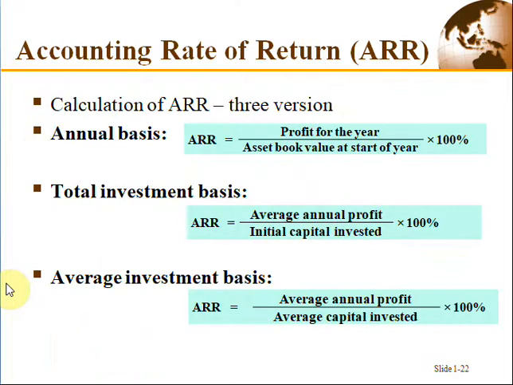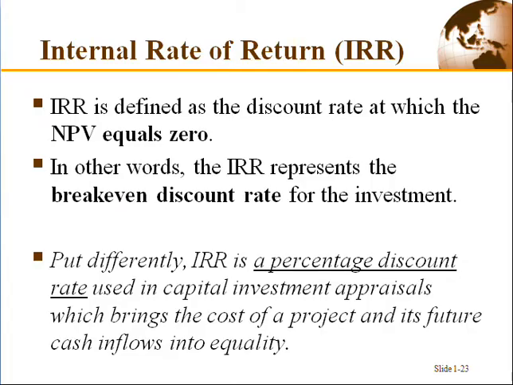All right. So now these are different formulas for calculating this. It shouldn't give you a headache. Just get to understand the concepts. That's our interest. Sometimes you calculate ARR on an annual basis, and if you are doing it on an annual basis, you look at profit for the year, divide by the asset's book value at the start of the business, then times 100 because it's in percent. The same thing with the total investment basis. You look at average annual profits and initial capital invested, and then calculate it. The same thing with this other one. So these are basically how to calculate it.